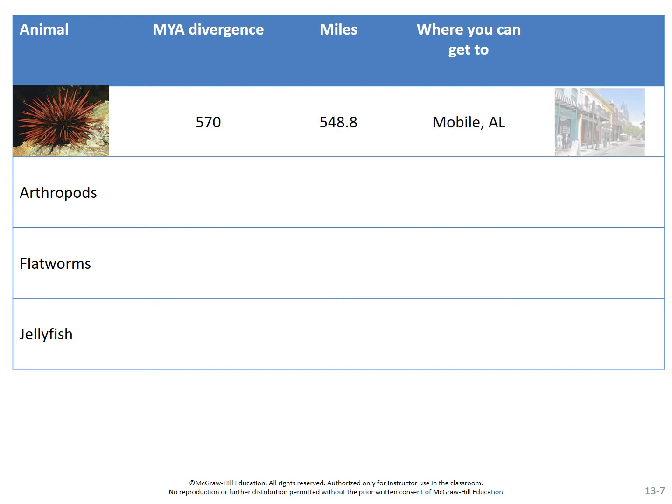Where can you get to? Mobile, Alabama. And so if you want a vacation on the Gulf Shores, you can get there and lay down pennies until you get there, and you'll have a divergence between us and the echinoderms.